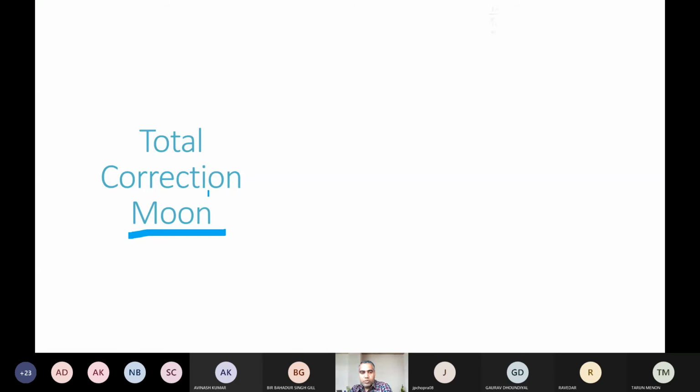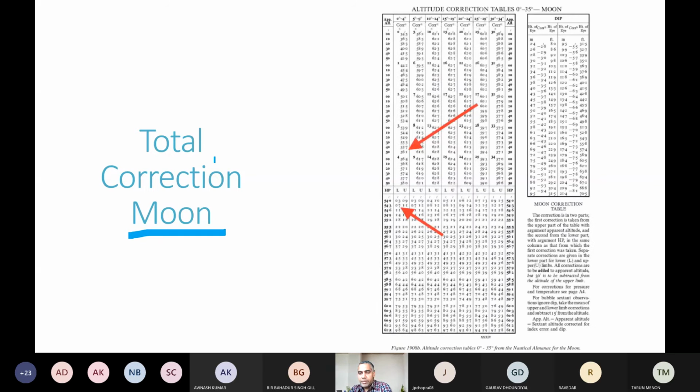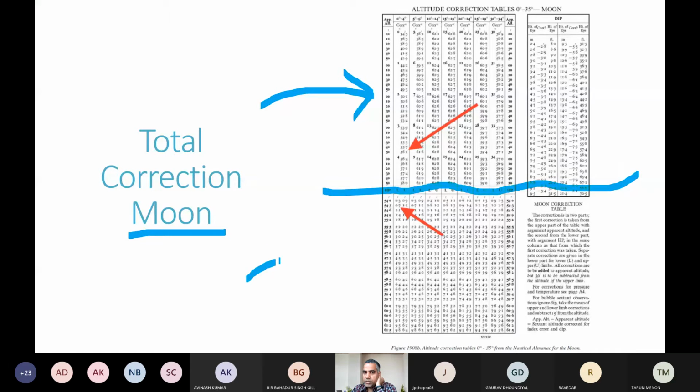Let's go to the moon now, the last celestial body which we have. Now, in case of moon, the table is given on the last page of the almanac. So on the last page of almanac, you will see the moon total correction table. This table is divided into two parts. So you can see this is the upper part of the table. This is the lower part of the table. Both these parts give us two different corrections. So let us go into these parts one by one.